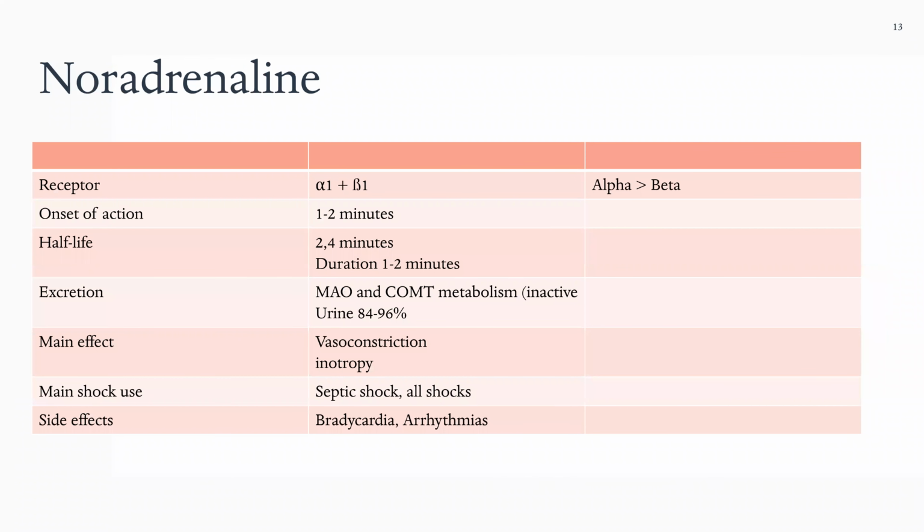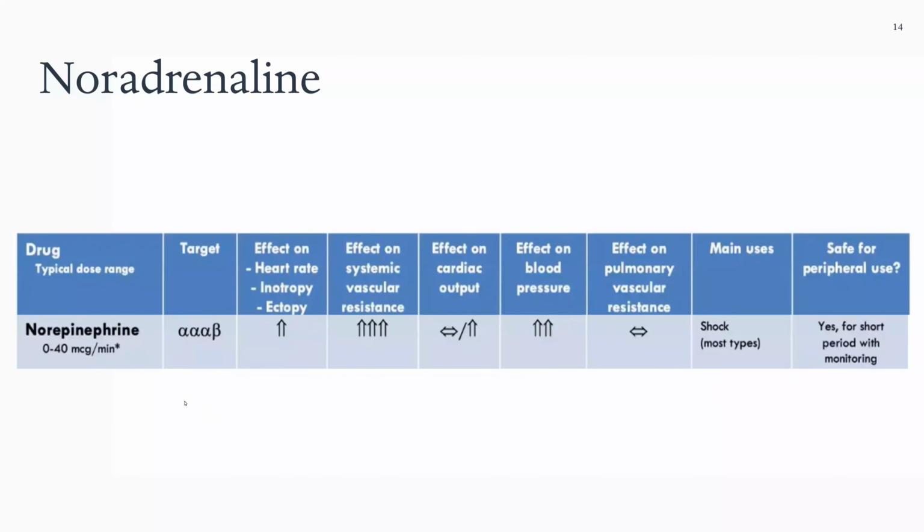Noradrenaline works on alpha 1 and beta 1, but mostly alpha more than beta. Quick onset of action, short half-life. The main effect is vasoconstriction, and that is what we want for the main shock use here, septic shock, but we can use it in all shocks. Side effects here are bradycardia and arrhythmias. As you can see, the target is mostly alpha. The effect on systemic vascular resistance is more than the effect on the heart.